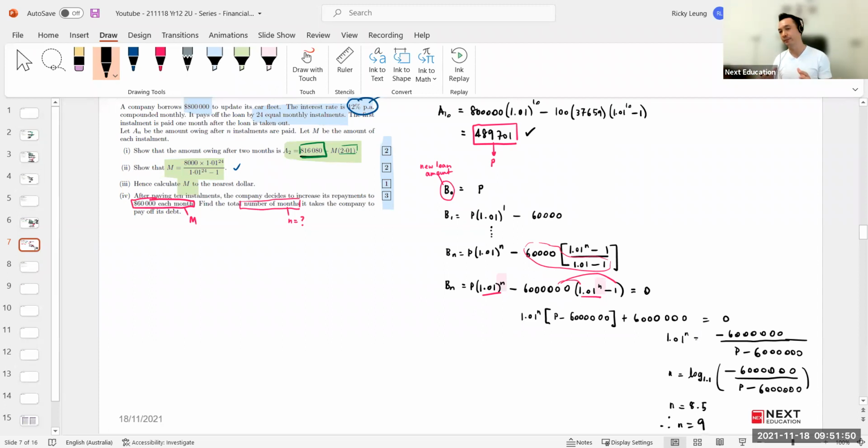Now, what's my answer? It takes 9 months extra from the 10 to pay this off. Normally it'll take 24 months, but now it's going to take 10 plus 9, 19 months. So therefore, the answer for this one is 19 months. Is that all right?